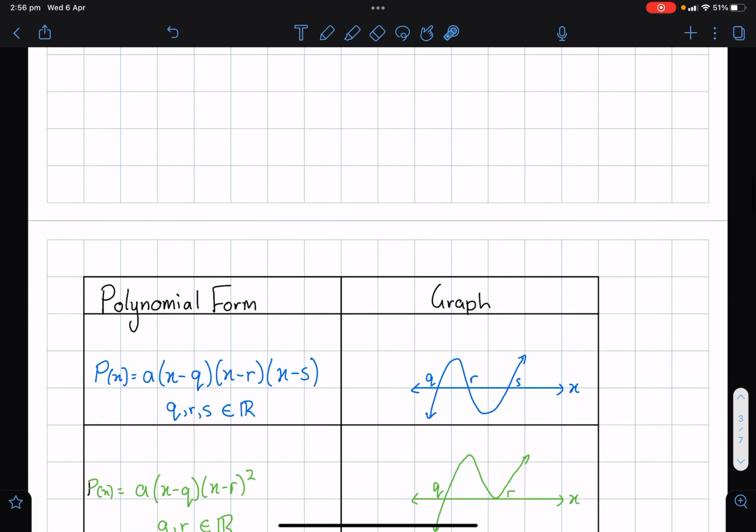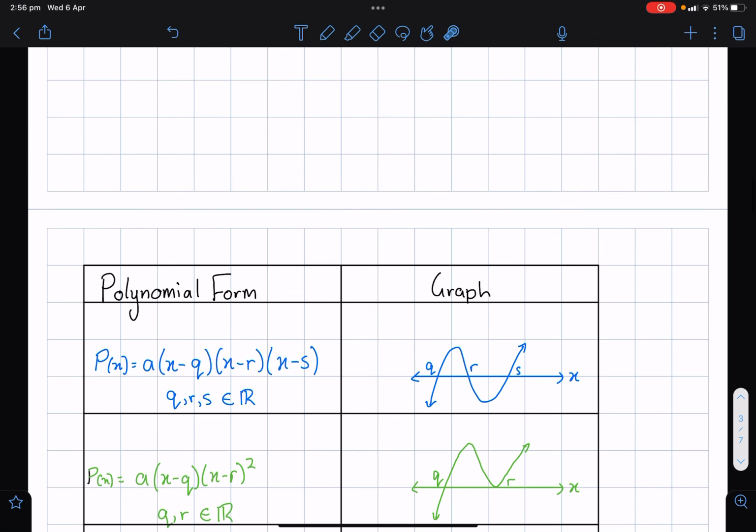For a polynomial in the form a times (x − q) multiplied by (x − r) squared, where q and r are also in the real number set, it will cut through q, in our linear factor, but it will touch the x-axis in our squared factor. Okay, so it touches at r.